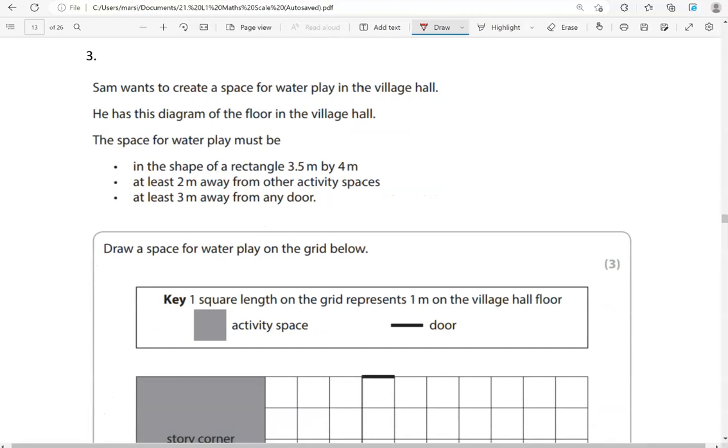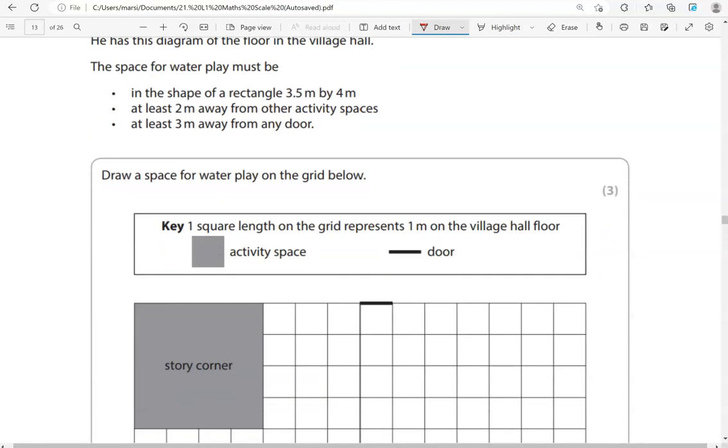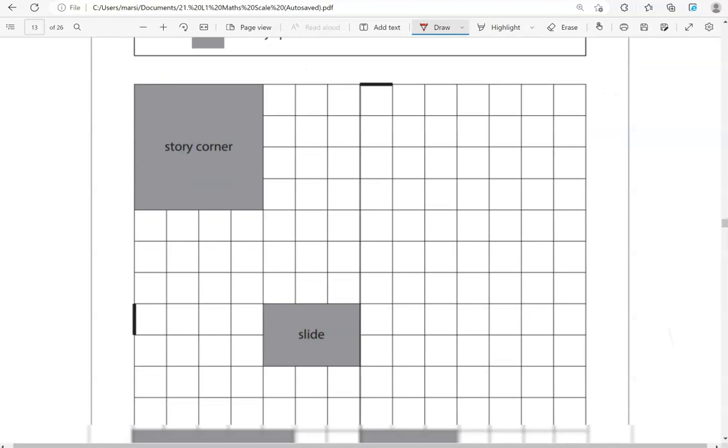Sam wants to create a space for water play in the village hall. He has his diagram of the floor in the village hall. The space for water play must be in the shape of a rectangle, 3.5 meters by 4 meters, at least 2 meters away from other activity spaces, at least 3 meters away from any door. Draw a space for water play on the grid below. Key: 1 square length on the grid represents 1 meter on the village hall floor. In grey, we've got the activity space, and then that bold line shows us where the doors are located.